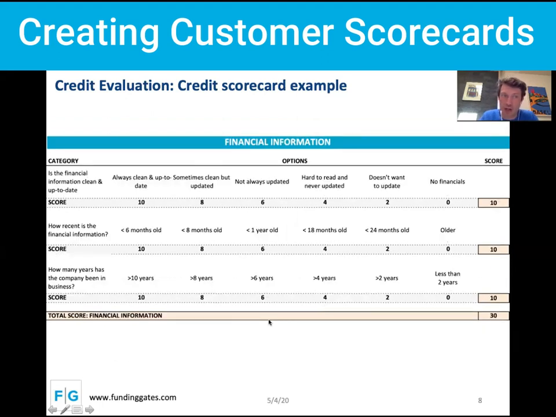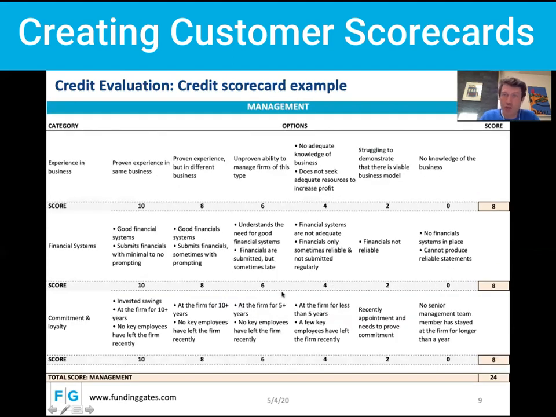Then there's the financial information. Is the financial information clean and up to date, right? How recent is the financial information? How many years has the company been in business? Again, you might not have this data or this financial information on customers, especially small businesses, right? But then just use this one here. How many years has this company been in business, right? And how recent is its financial information? You can find that out on the phone calls, for example, if you get some unaudited statements or statements from the customer's accountant, for example, right? And then you can, again, assign a score based on where the customer falls, and you add them all up, and that gives you a score of 30 for the financial information.